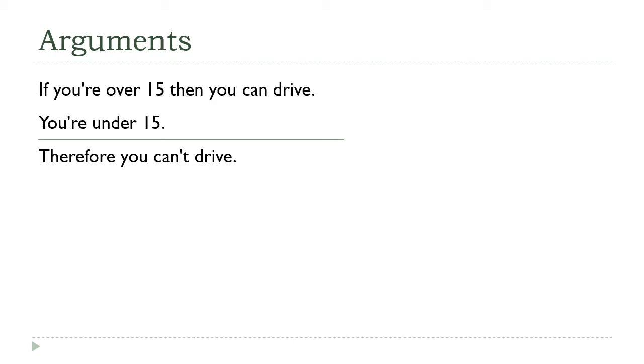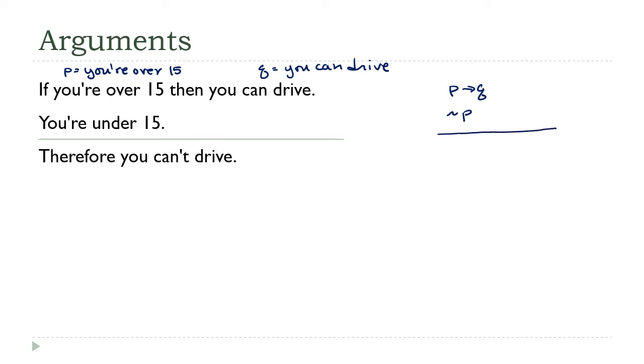All right, so I'm going to start off the way we always start off. I'm going to let P be you're over 15. I'm going to let Q be you can drive. All right, so let's do the logical versions now. If you're over 15, then you can drive. That's P implies Q. You're under 15. That's not P. Therefore, you can't drive. Can't drive is not Q.